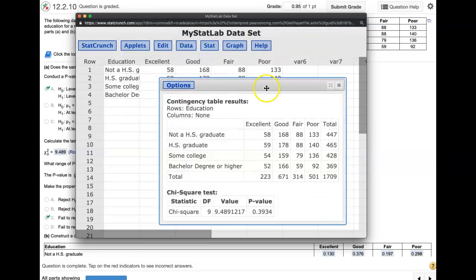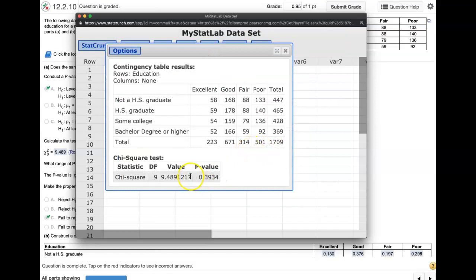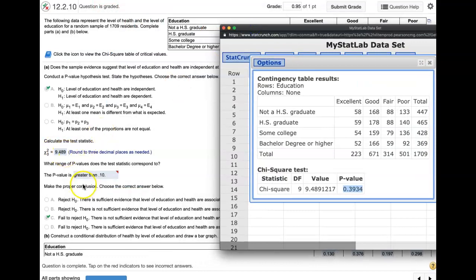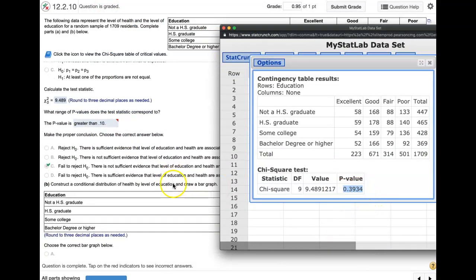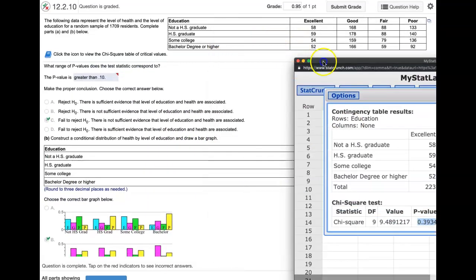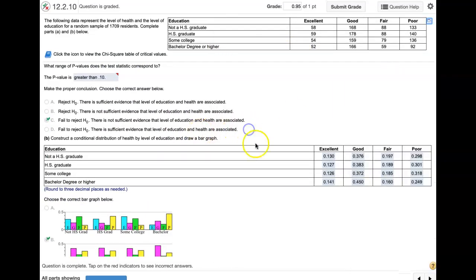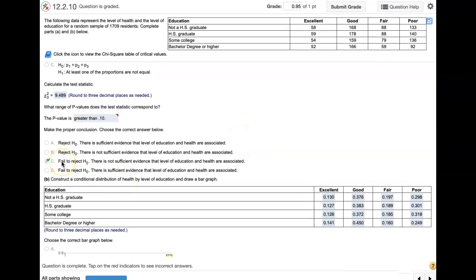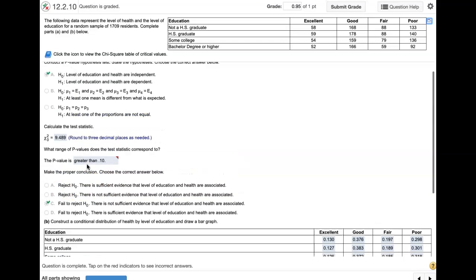You compute that, and you end up with your chi-square value, 9.489, and your p-value, 0.393. Those are the numbers that you would enter here. Your p-value is greater than 0.10. Because the p-value is so big, we fail to reject the null hypothesis.